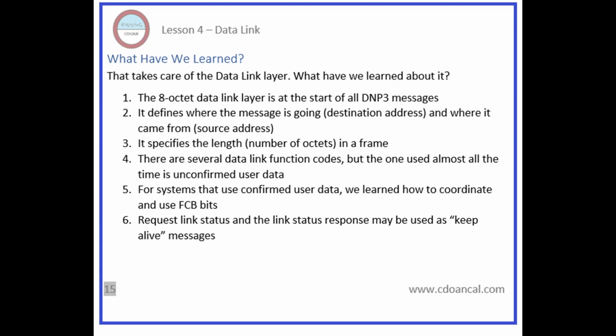Okay, so finally we are at the end of lesson 4. What have we learned about the data link layer? 1. The 8-octet data link layer is at the start of all DNP3 messages. 2. It defines where the message is going, destination address, and where it came from, source address. It specifies the length, number of octets in the frame. There are several data link function codes, but the one used almost all the time is unconfirmed user data.